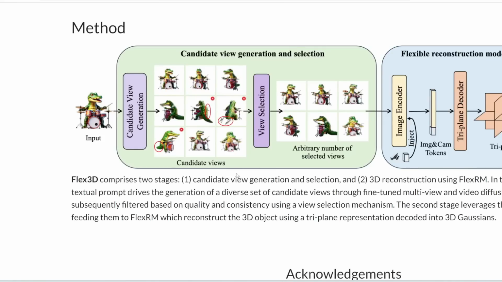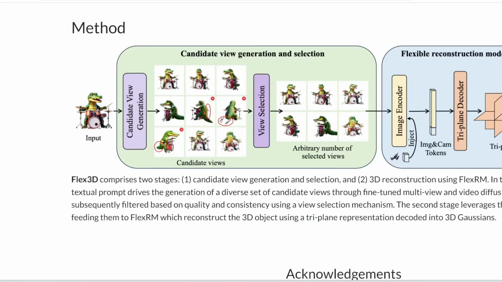Anyways, here's how it works. The system consists of two main stages. The first stage is called Candidate View Generation and Selection. So basically in this stage, the AI takes in one image or one text prompt, so it doesn't have to be an image, and then from that, it generates multiple photos of that character at different angles. And then from these images, it goes through a selection filter to remove any generations that may contain some errors. So it's only left with the good-looking generations of this made-up character.